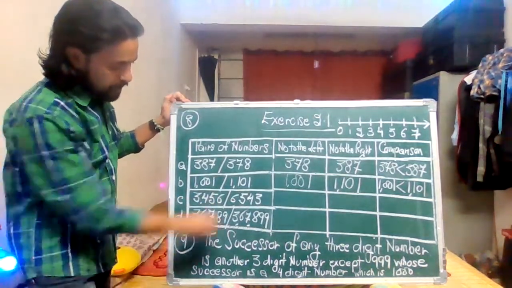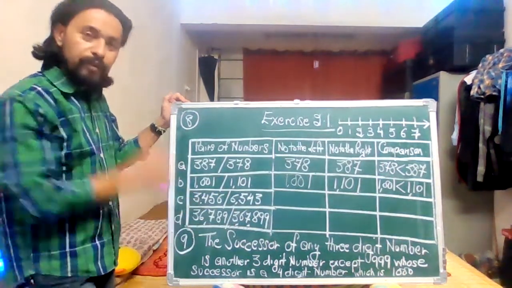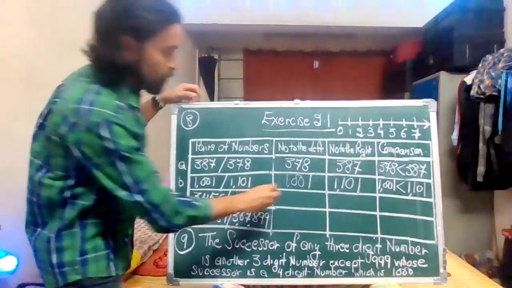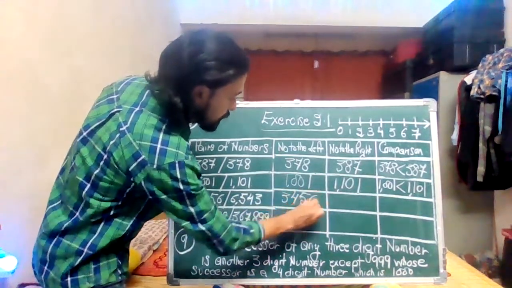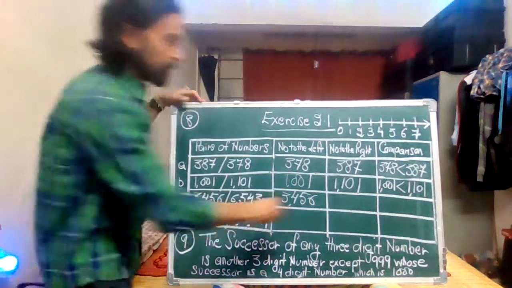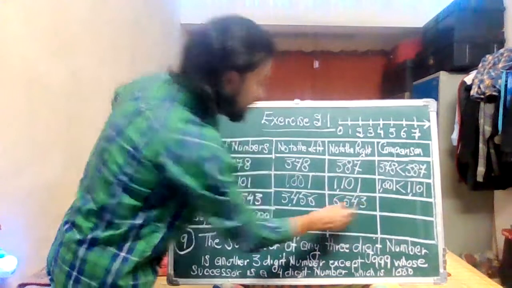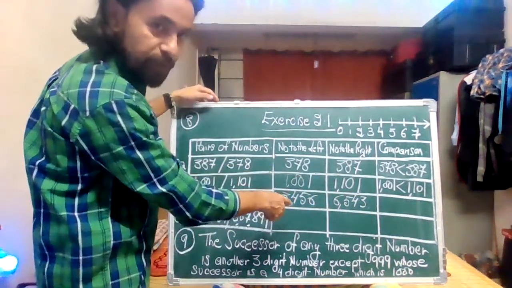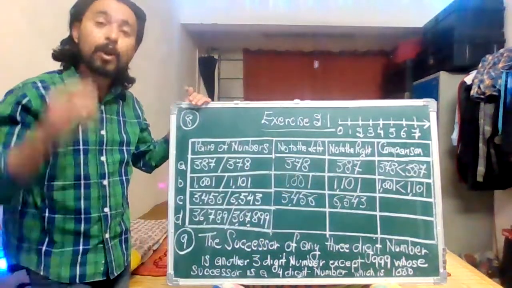3,456 and 6,543. But naturally 3,456 will come first when we're going down the number line. So it will be to the left because it's smaller. 3, 4, 5, 6. And 6,543 will come later on. So 6,543 will be to the right of 3,456, and 3,456 will be to the left of 6,543 on the number line.